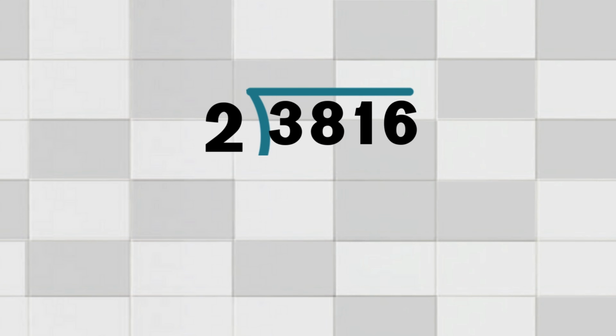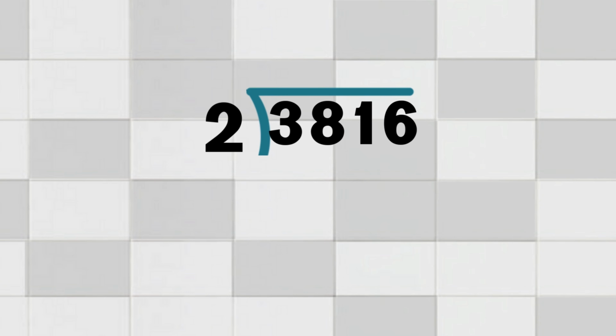Another example. We are going to divide 3,816 by 2. First, we set up the division problem using the long division bracket. We write the number 3,816 under the division bracket. This number is called the dividend. It's the number we want to divide. Then, we write the number 2 outside the division bracket to the left. This number is called the divisor.